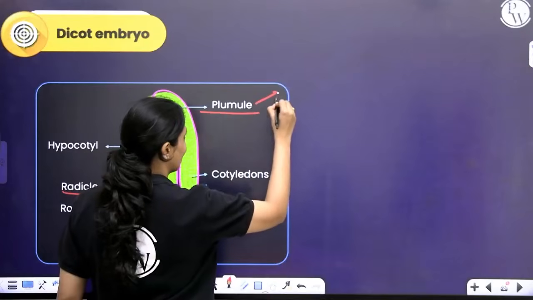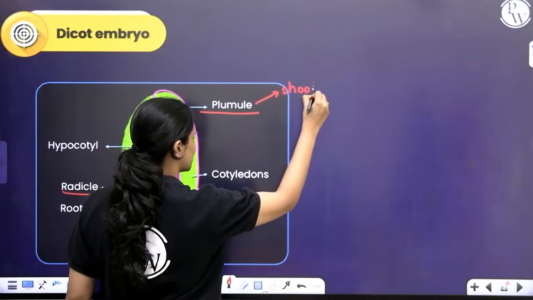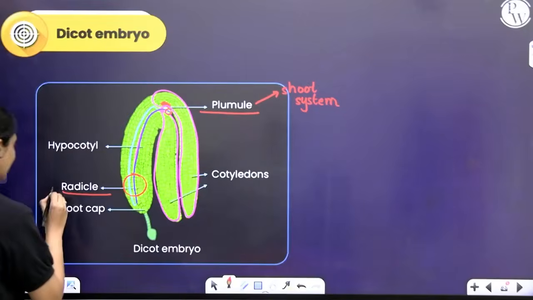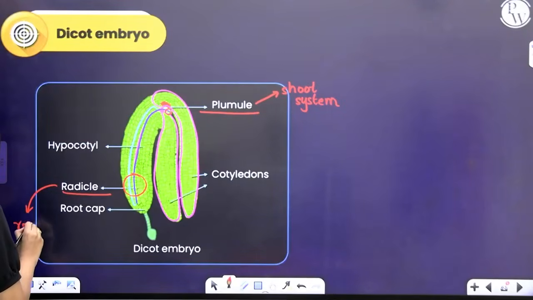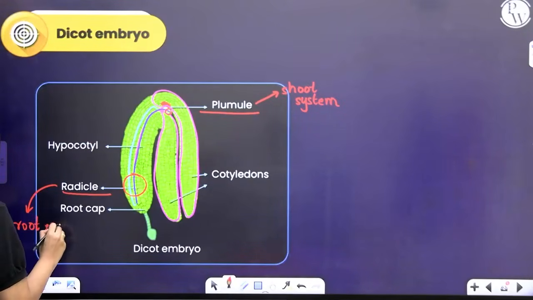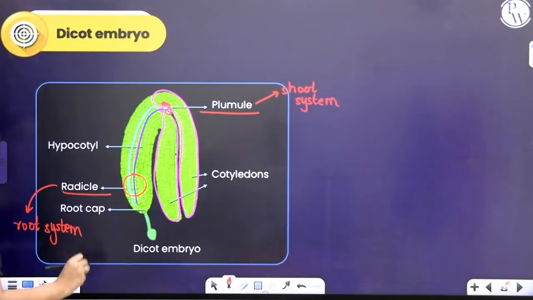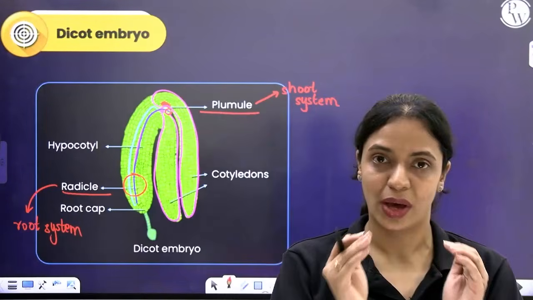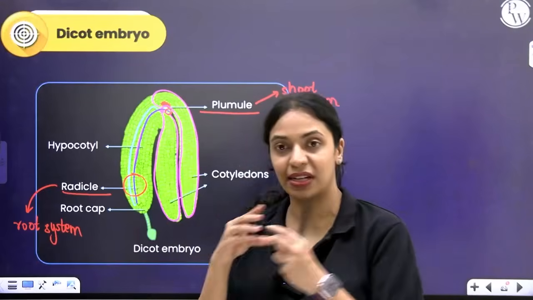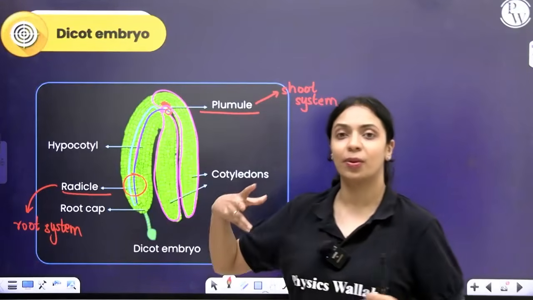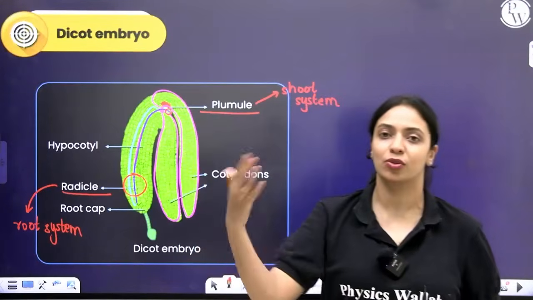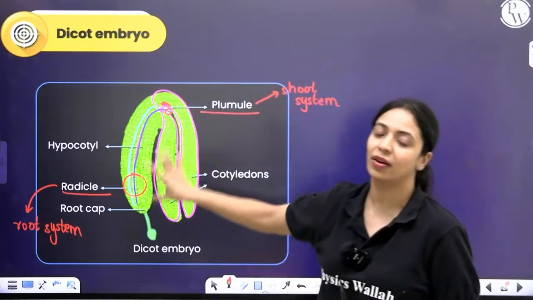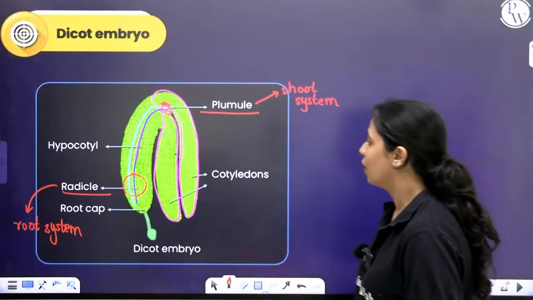The plumule will eventually give rise to the shoot system, and the radicle will eventually give rise to the root system. Remember, this is the embryo, right? Embryo is going to give rise to the future plant. This is all happening inside the ovule wall. It is all going to happen inside the seed. This structure is present in the seed. When the seed germinates, it is this embryo that will give rise to the future plant. So the plumule portion of it will give rise to the shoot system, and the radicle portion will give rise to the root system. All right.